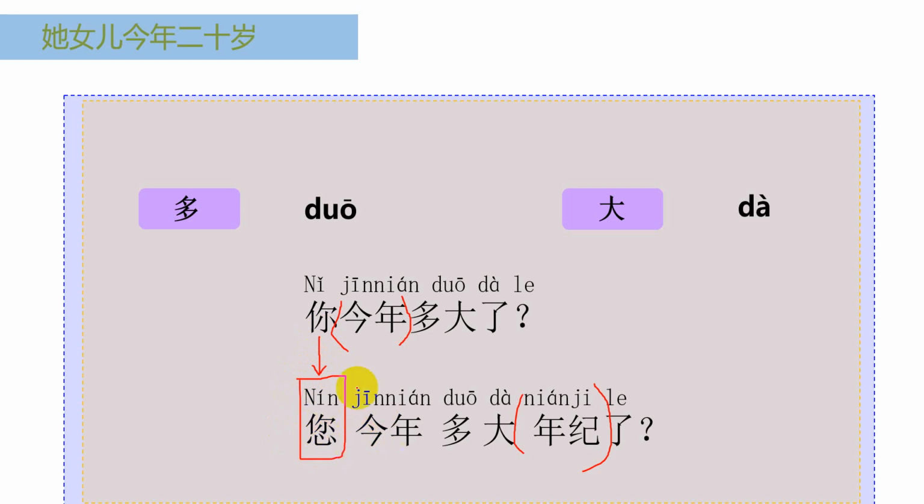那一起读 the second. 您今年多大了？您今年多大年纪了？Yes. 那 this one. 您今年多大年纪了？Yes, okay. Now, so this one is usually to ask the people who is more than 60. Yeah, 60, more than 60. Okay.